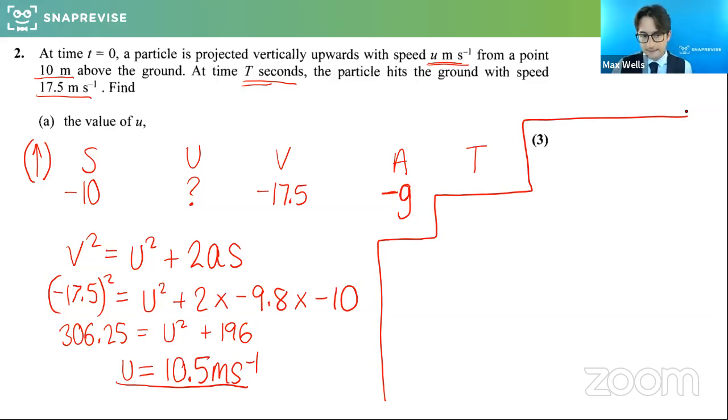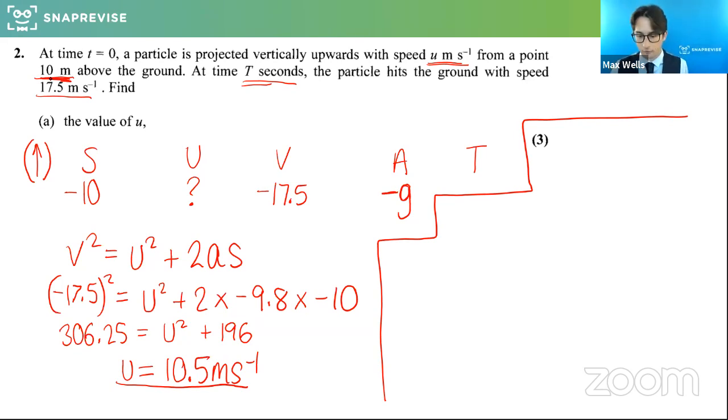Right, S isn't 0 overall for this one because it wasn't projected from the ground, but a really good point because sometimes that is the case. It was projected from a point 10 meters above the ground, so it's actually ended up in a negative position. Thanks for that comment, because that actually often is something we need to pay attention to. So S is minus 10 because it's 10 meters down from where it started.